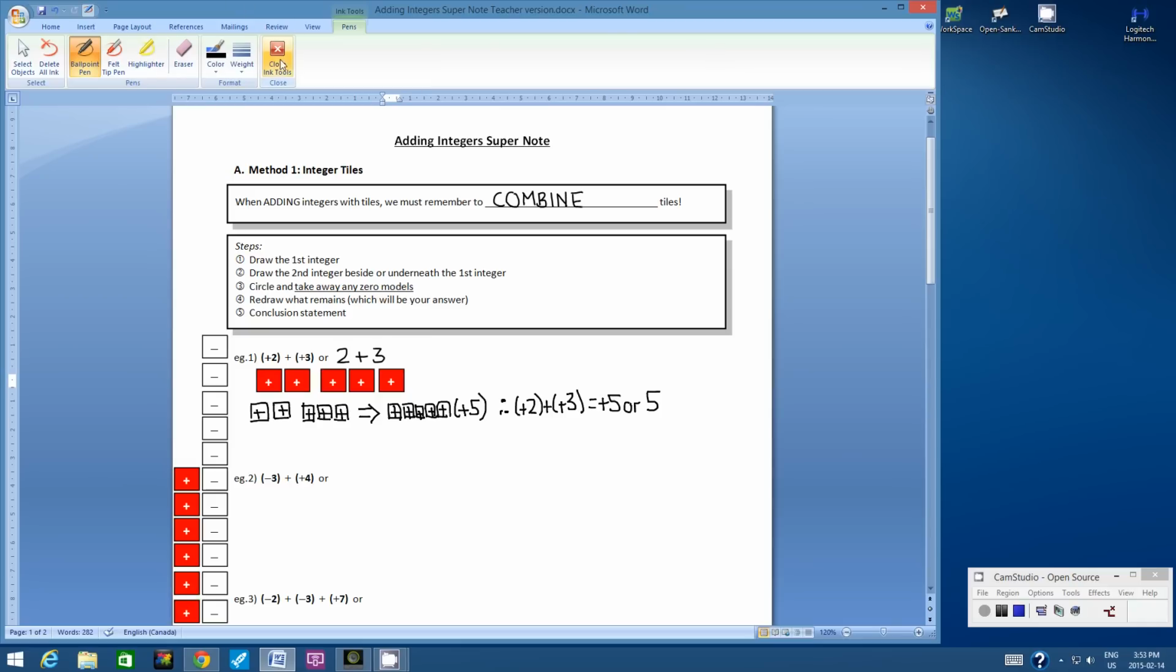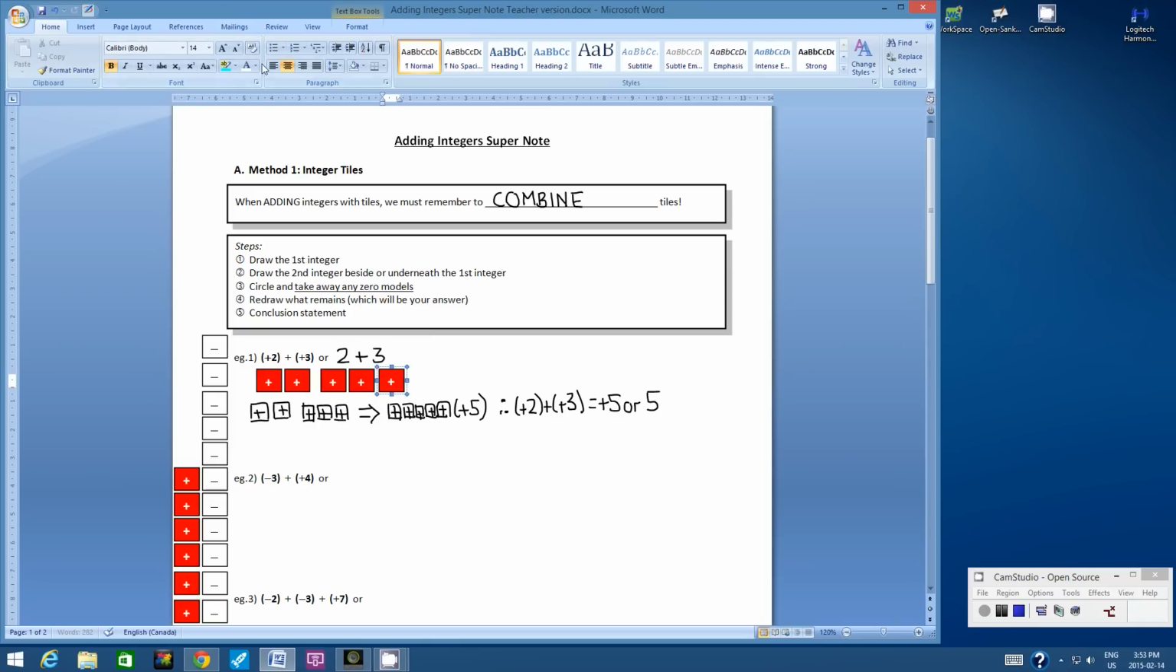Let's start with the tile model first using our integer tiles. So our first integer is -3. So we get to use some negative integer tiles now. Let's bring over 3 negative tiles and place them all in a line. 3 integer tiles. Okay? And then we combine it with the second integer.